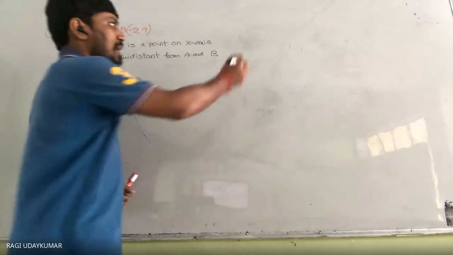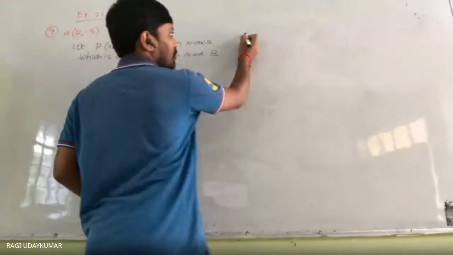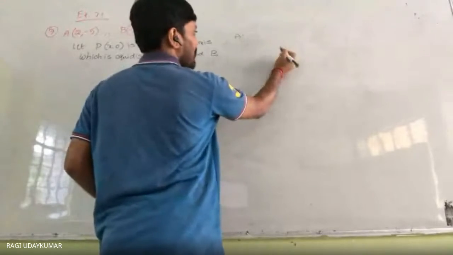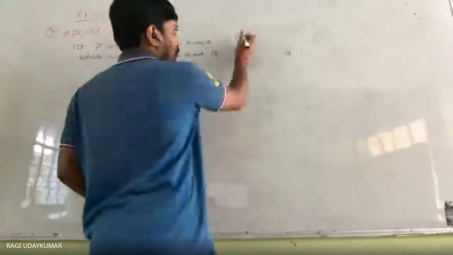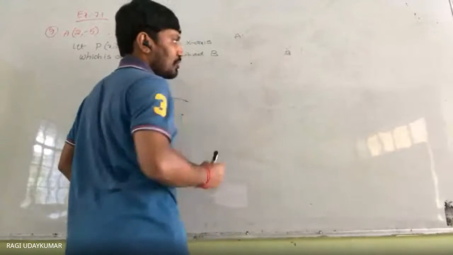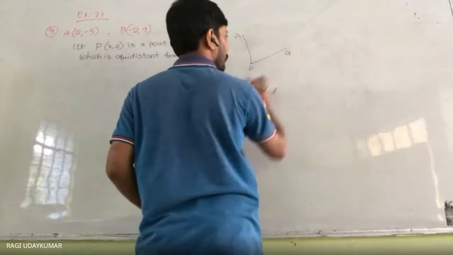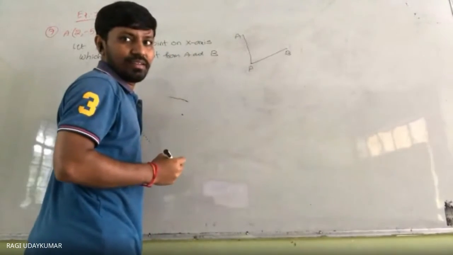No. Suppose this point is here, this point is here. So this point is A, this is the point B. And equal distance is nothing but you may have the point here also. So this point P is here, from here to here and from here to here, both are at equal distance.